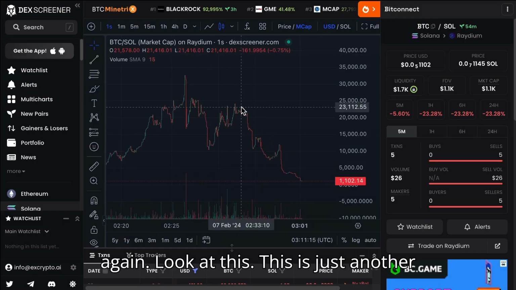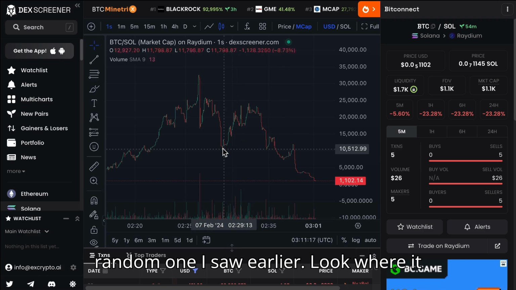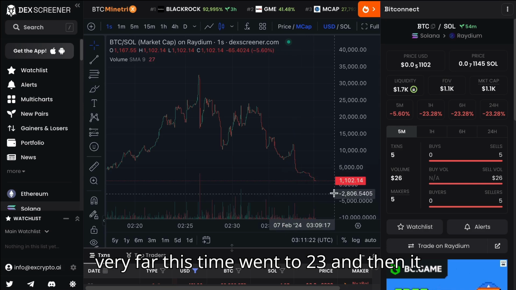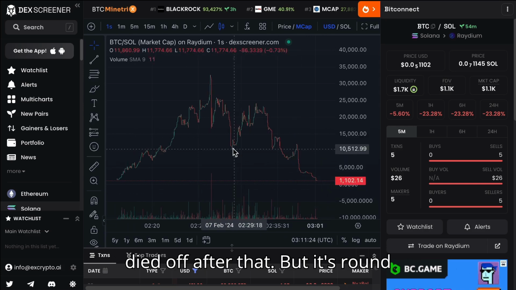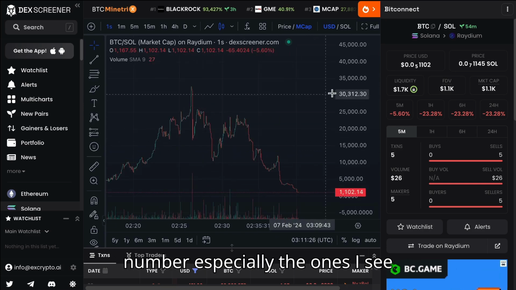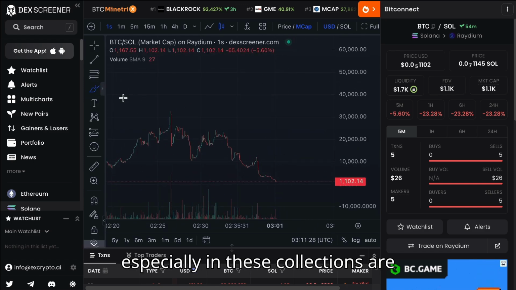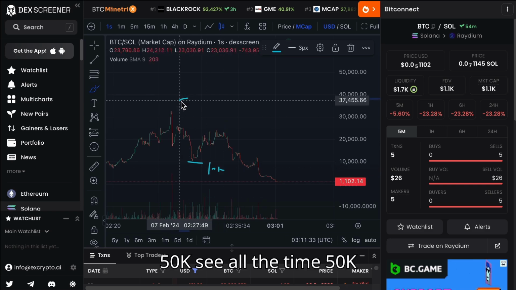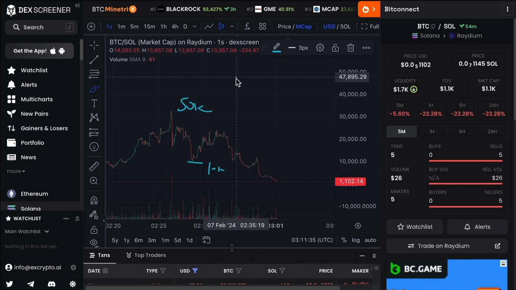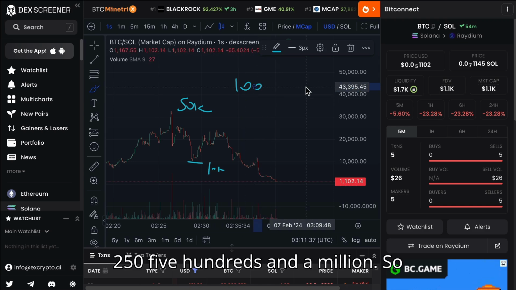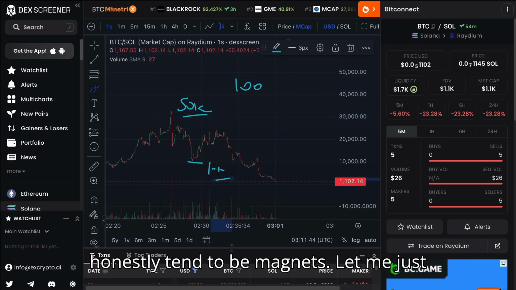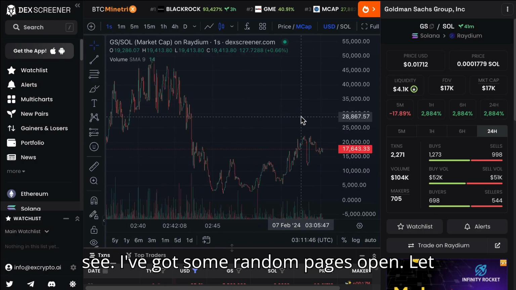Look at this. This is just another random one I saw earlier. Look where it bounced here. Exactly 10,000. Didn't go very far this time. Went to 23 and then it died off after that. But it's a round number. Especially the ones I see in these collections are 10K market cap, 50K. I see 50K all the time. And obviously you've got your hundreds, 250, 500s, and then a million. So you've got the obvious ones as well. But 10K and 50K in the early ones, they honestly tend to be magnets. Let me just see. I've got some random pages open.